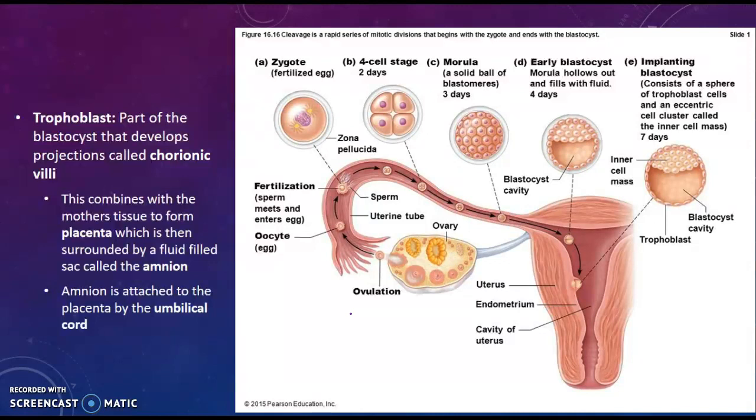So trophoblasts are part of the blastocyst that develops projections called chorionic villi. This is what's going to combine with the mother's tissue to form placenta. And this is going to be surrounded by fluid called amnion. So that is your amniotic sac, if you've ever heard of it. So this is very important for just maintaining a nice stable environment for the developing embryo. The amnion is going to be attached to the placenta by the umbilical cord.